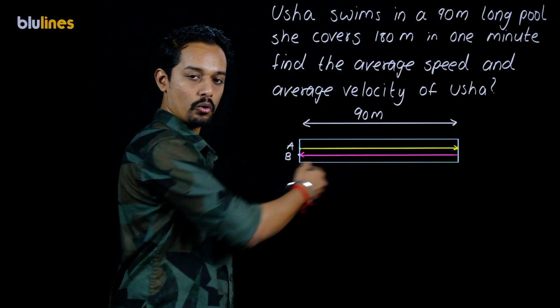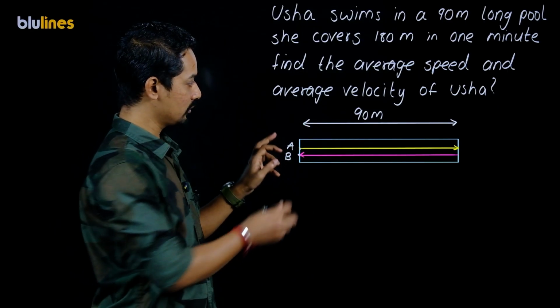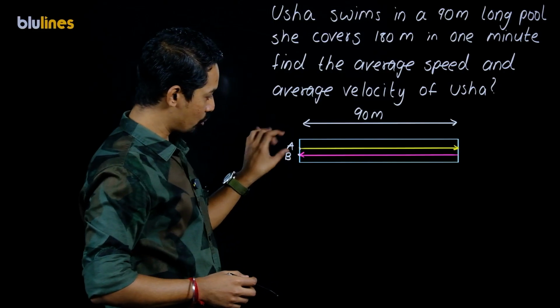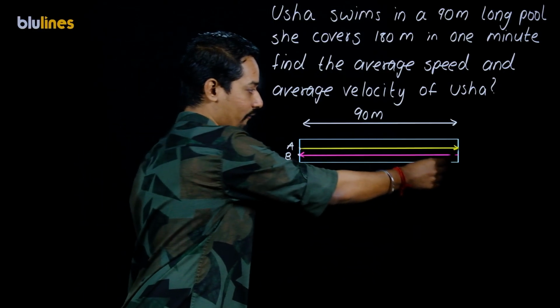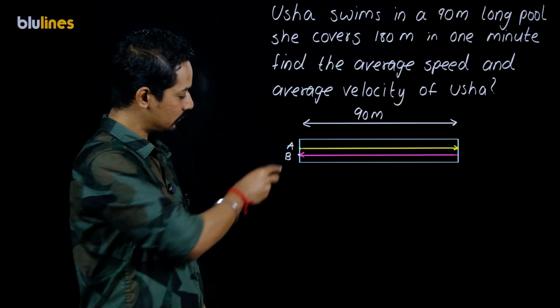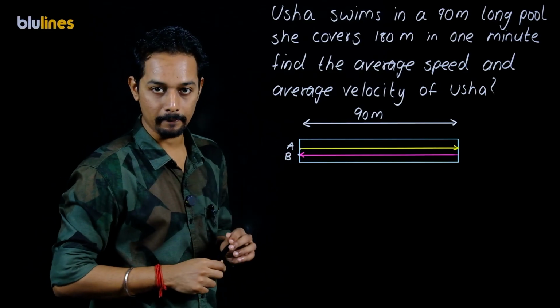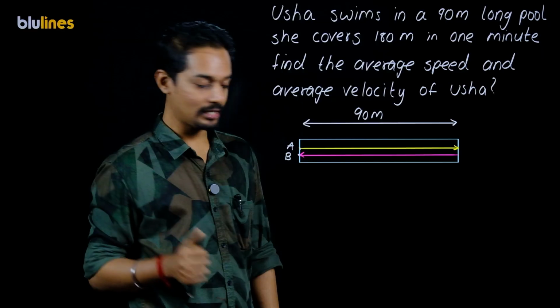So let's draw the figure for the problem. This is a 90-meter long pool. Usha has begun swimming from point A, and after one lap she has reached B. So the initial and final positions are the same. This is one point you have to keep in mind.